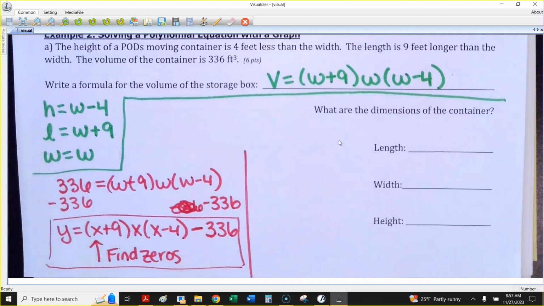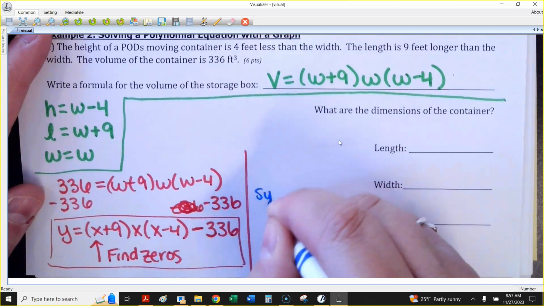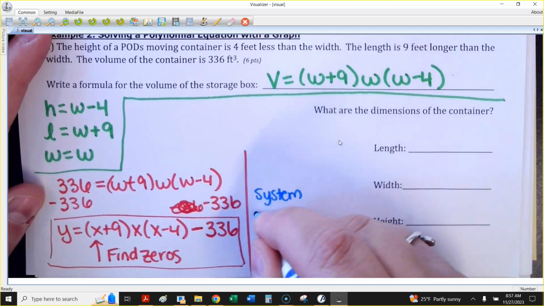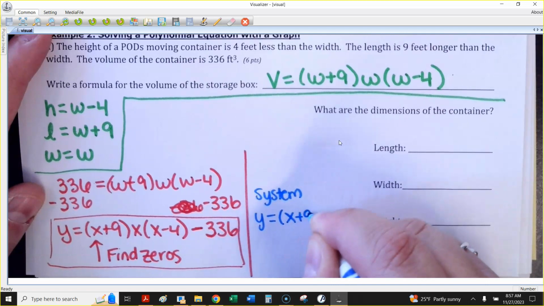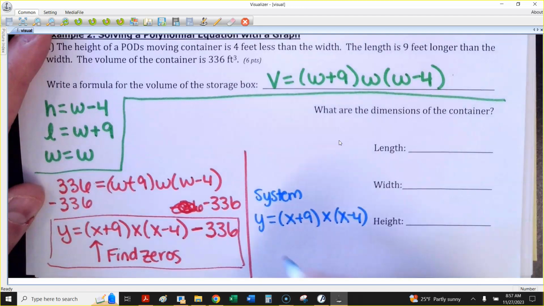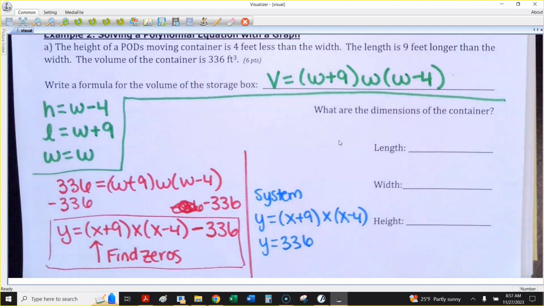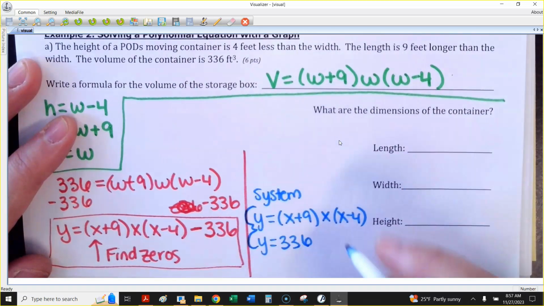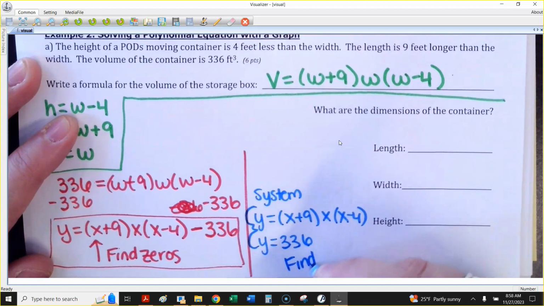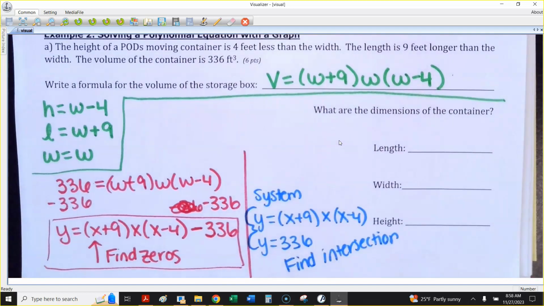The other way you can do this is what I usually do, because I'm just faster at typing it, I guess. I do a system. So I have my volume, which is that x plus 9, the x, and the x minus 4, and I want the volume to be 336. So if I just do y equals 336, that'll just be a horizontal line. If you want to do it this way, this is how I usually just do it. All you would do is find the intersection. So I'll show you both on Desmos real quick, but whatever's easier.